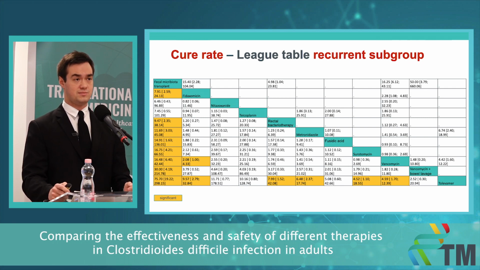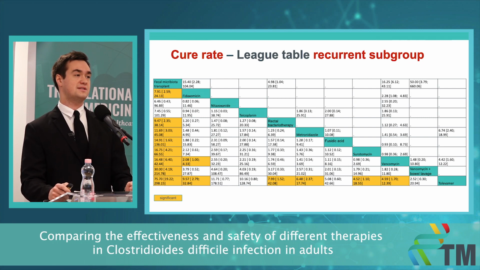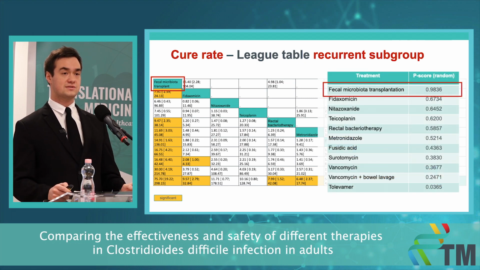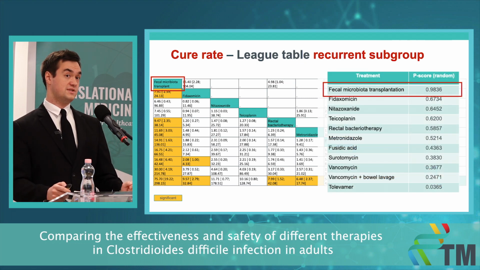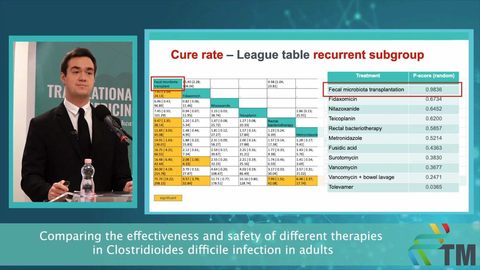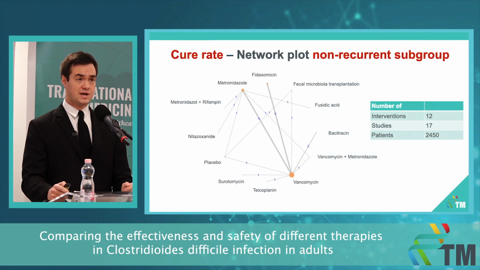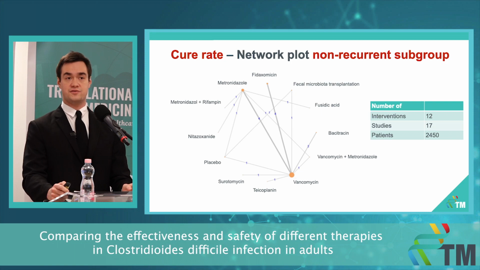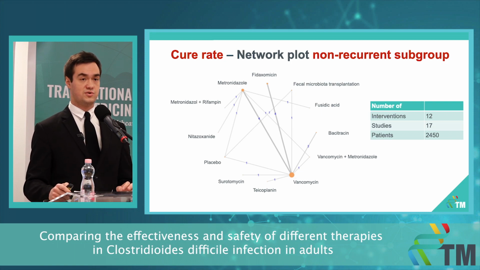According to our league table, FMT is mathematically significantly better than the other treatments, and according to the P-score, FMT's P-score is also significantly larger than the other treatments', our analysis suggests that in the case of recurrent C. diff infection, the best possible treatment is FMT treatment. Now let's see what's the situation in the other subgroup, the non-recurrent subgroup.